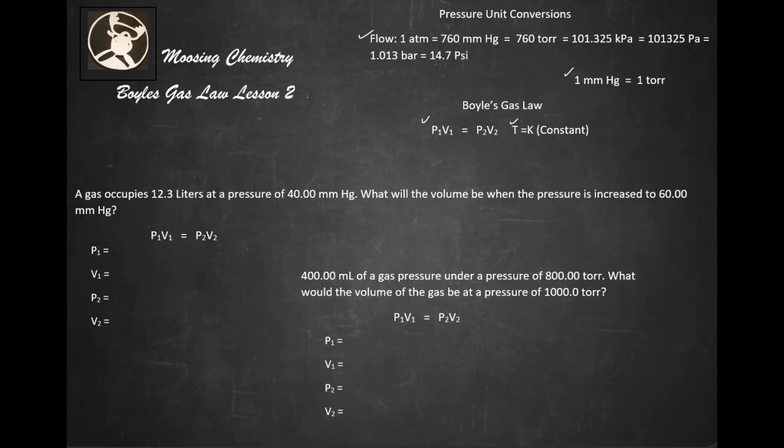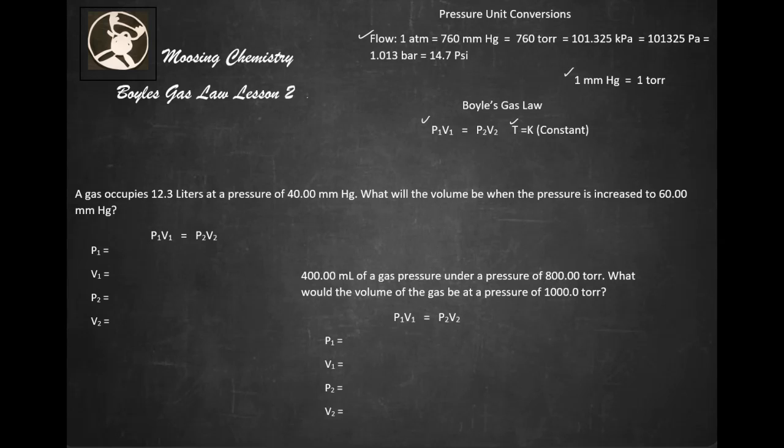Here I've checked off our flow. 1 atmosphere equals 760 millimeters of mercury, which equals 760 torr, which equals 101.325 kilopascals, which equals 101,325 pascals, which equals 1.013 bar, which equals 14.7 psi. It's also important to remember that 1 millimeter of mercury equals 1 torr, and Boyle's law is P1V1 equals P2V2, and temperature is constant.